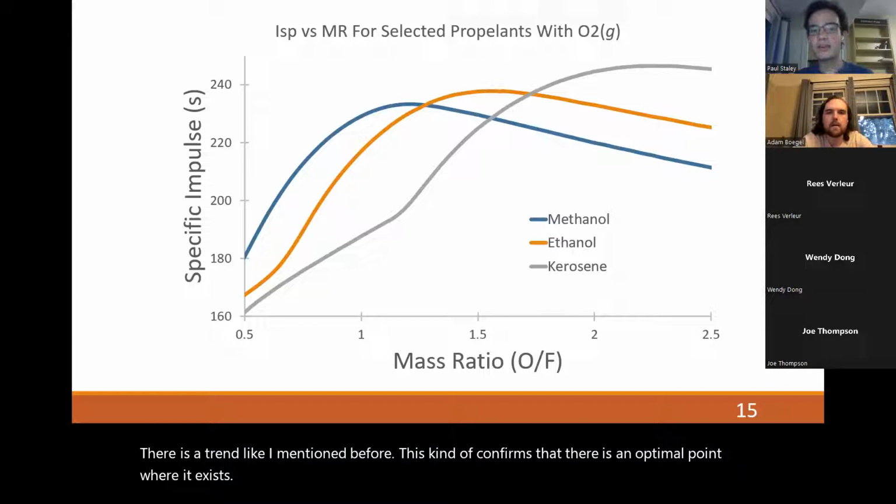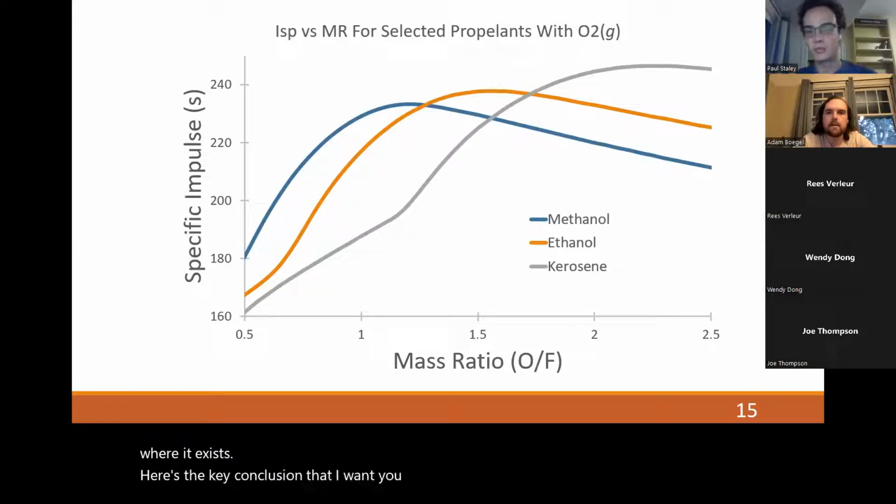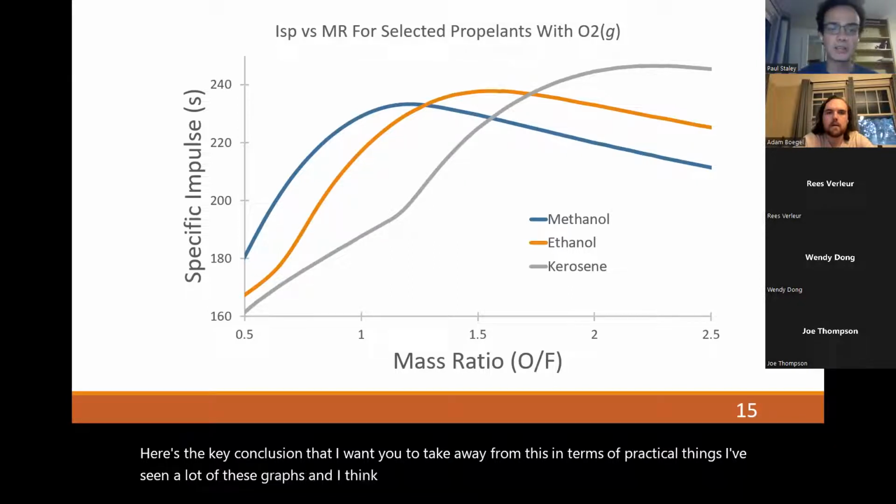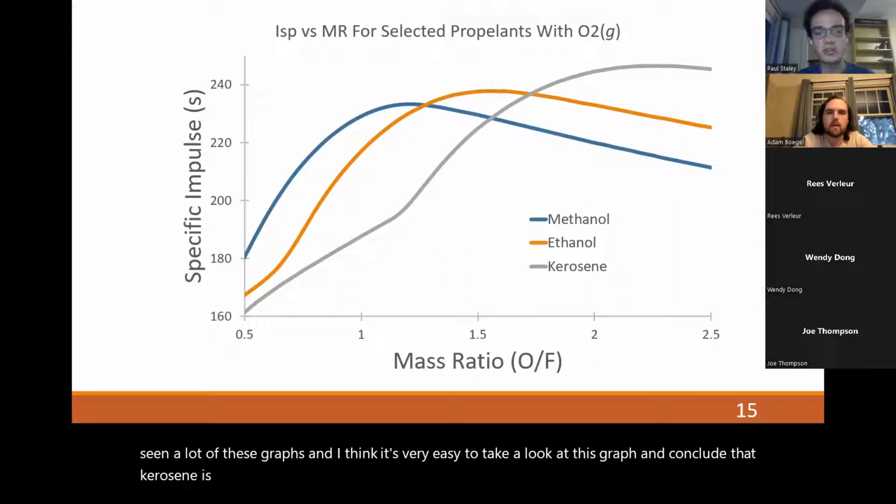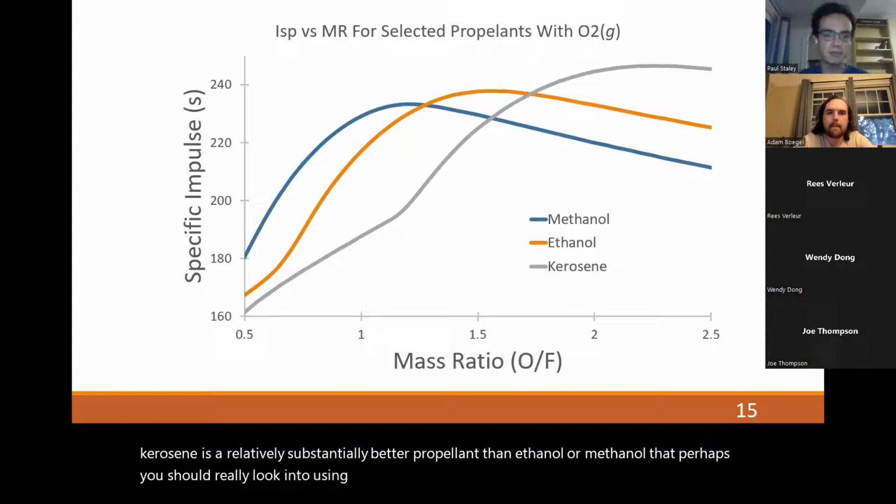Now, here's the key conclusion that I want you to take away for this in terms of practical things. I've seen a lot of these graphs, and I think it's very easy to take a look at this graph and conclude that kerosene is a relatively substantially better propellant than ethanol or methanol, and that perhaps you should really look into using kerosene, and that it's definitely better because it's got a higher specific impulse.